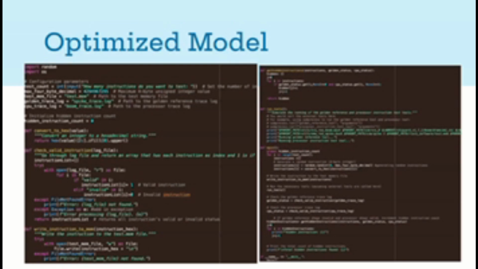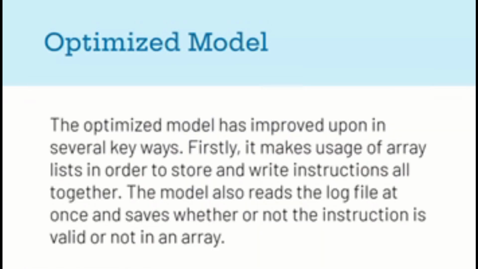So here's the optimized model. As we can see, the hidden instruction count begins at 0. In this case, we use an array list instead of the previous case where we went instruction by instruction. The advantage of this is that we can directly write to the batch as a batch. And it has improved in several key ways. Firstly, it makes use of array lists, like I stated, and the model also reads the log file all at once. It saves whether or not the instruction is valid in an array, like a dictionary. So instead of opening up that log file over and over again, we just index that. Next slide.